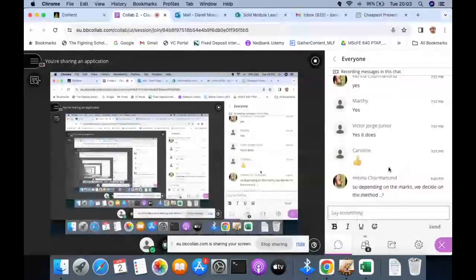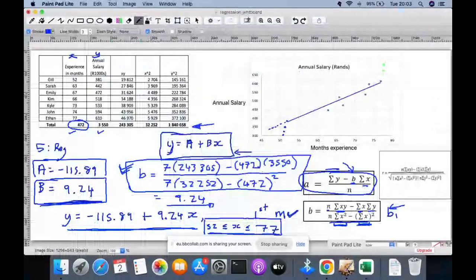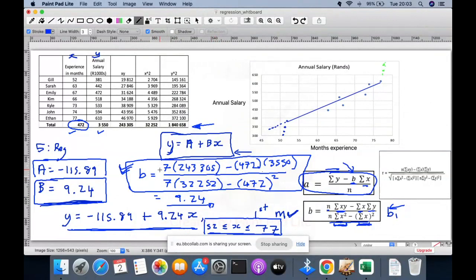Let me check the chat. So depending on the marks, we decide on the method. Yeah, Karina, but just to be safe, I'd always tell you to just do the long method. You won't get penalized. Remember, you're just using the shortcut to show the final step. There's no harm in showing the workings like how I've done here. As I showed you, it's really easy to pull the sum values. Everything that you need from the equation is really easy to get from your calculator. Either way, you're going to use the shortcut just to give the final answer. Does that make sense? But I would encourage you to show your working all the time because it's not long.